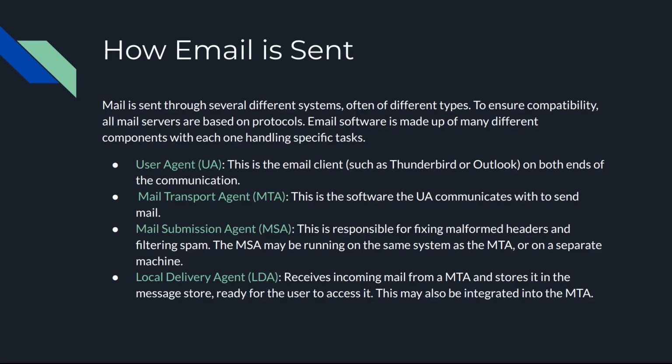We have the user agent, so that's the email client, like Thunderbird or Outlook, on both ends of the communication, so you use that to send and receive email. Mail transport agents, or MTAs. That's software that the user agent communicates with to send mail. MSA, or mail submission agent. That's responsible for fixing malformed headers and filtering spam. And this could be running on the same system as the MTA. It could be running on a separate system.